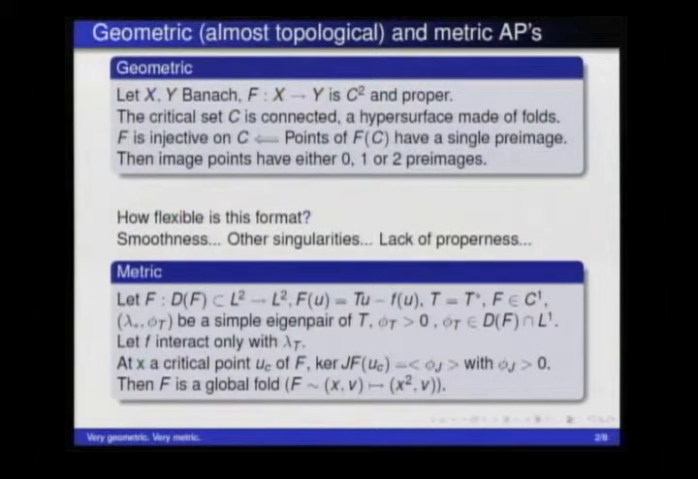For example, pick an eigenvalue here, which is simple. Suppose that the related eigenfunction is strictly positive, okay? Suppose that this nonlinearity interacts only with this eigenvalue. And what this is saying essentially is that every critical point of this function f is a fold. And it turns out that given those hypotheses, this original map here is actually a global fold, in the sense that you have global changes of variables which convert that map into this map here.